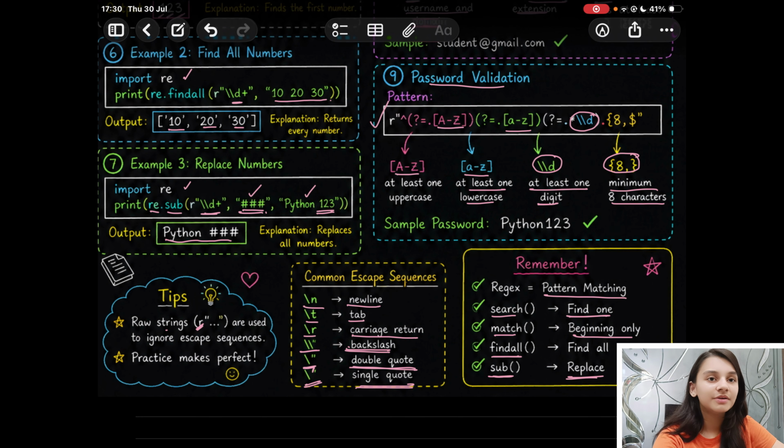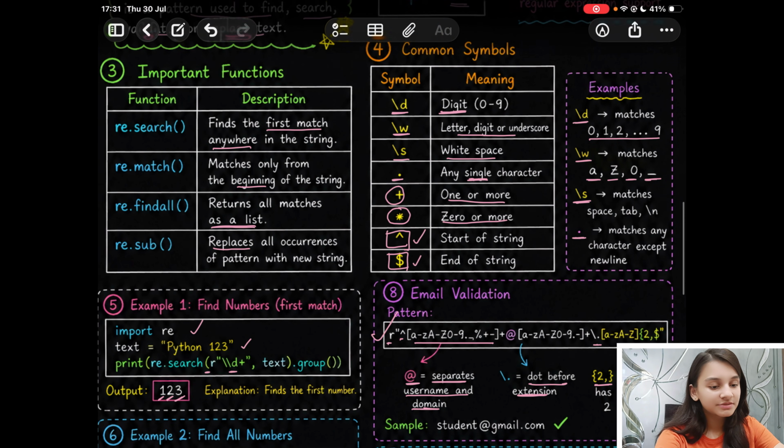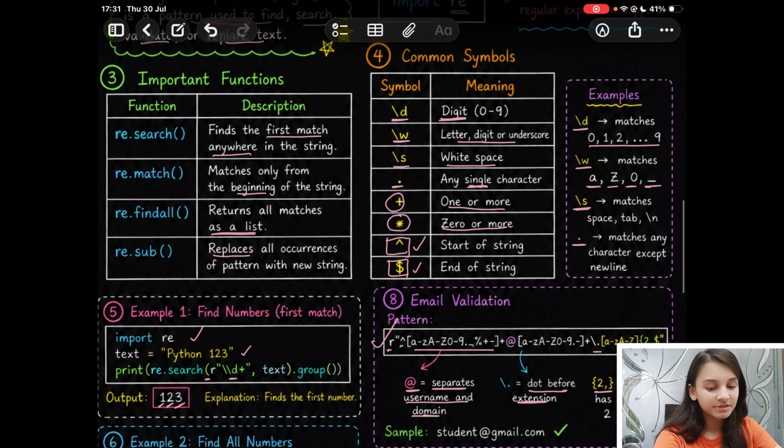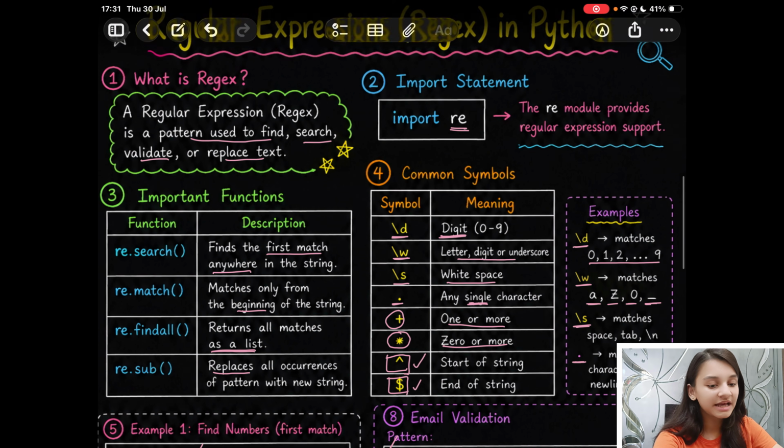So by now, looking at the examples, I hope it is very clear to all of you how you can make use of regular expressions in your code. Alright, so just practice a few more questions on it and you are good to go.